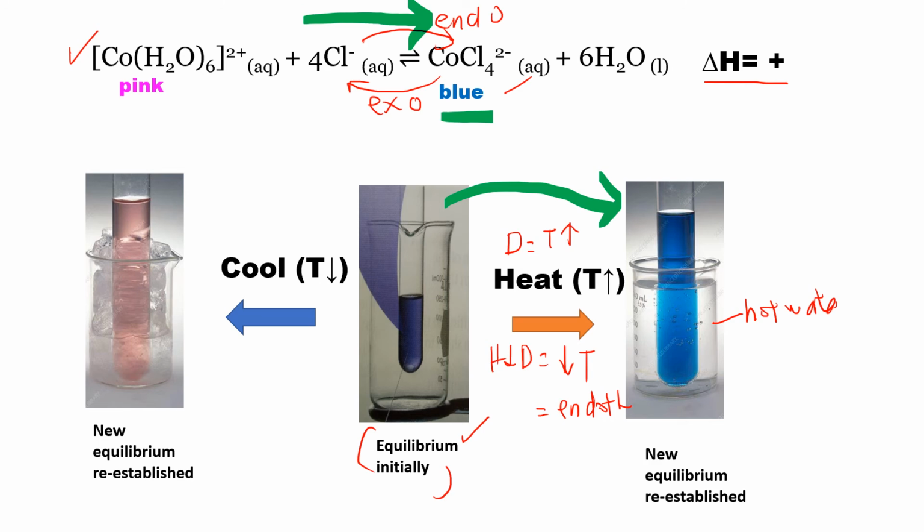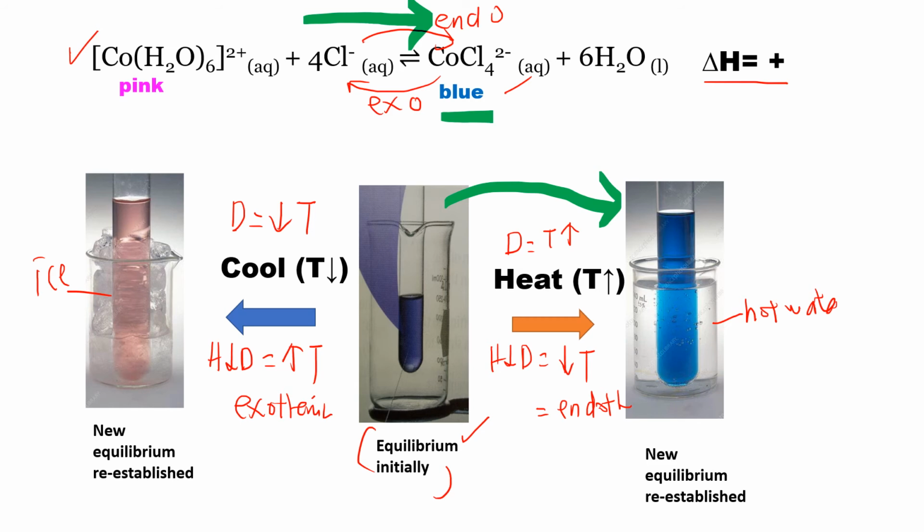Okay, now how about the system I put in the ice water? This is the ice water. So that means the temperature decrease. So the disturbance now is a temperature decrease. So how to reduce the disturbance? You must increase your temperature. How you increase your temperature? You must shift to the exothermic process.